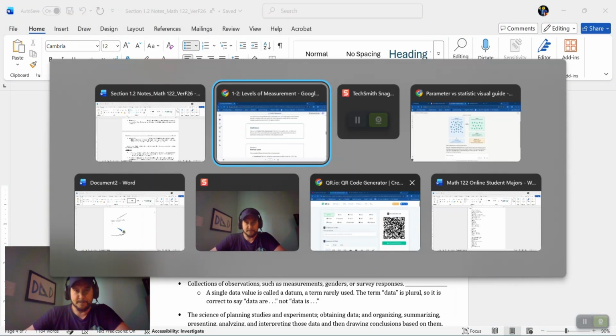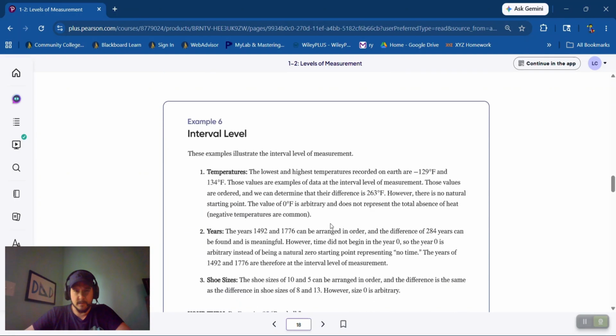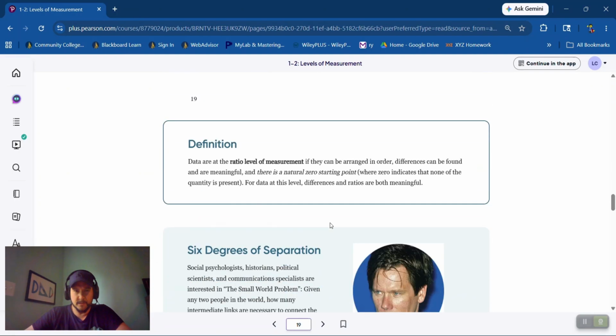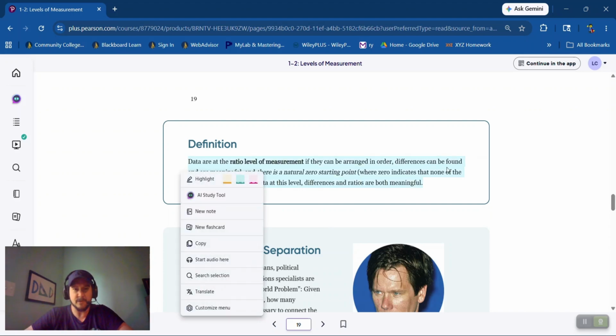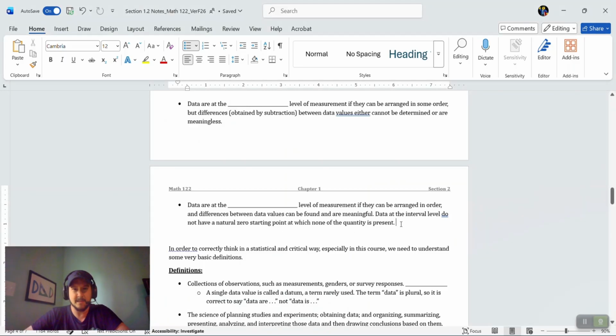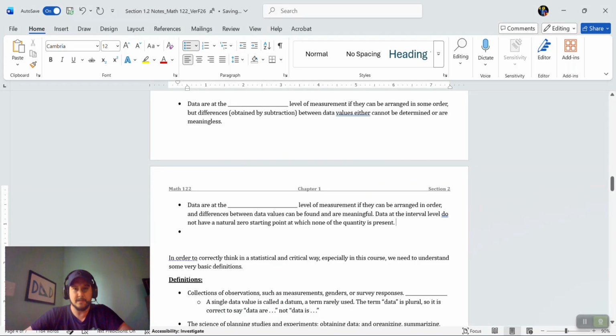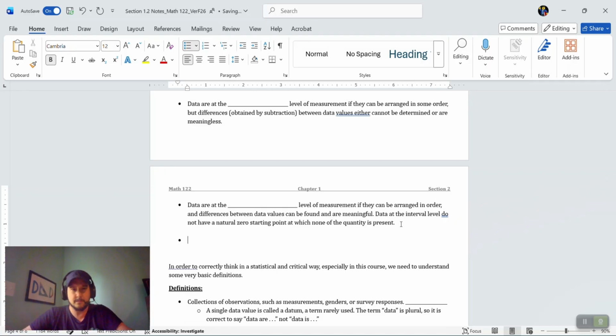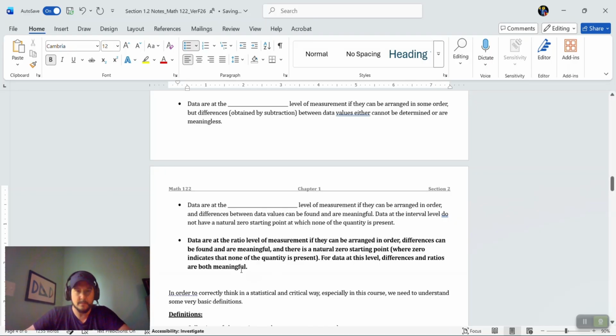Let's do the last one, ratio level of measurement. I'm going to remember to hit the copy button. We'll unbold this.